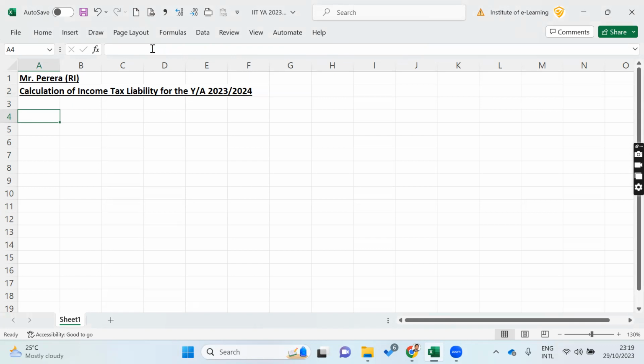This will be useful for your professional exam or university exams as well. So let's say first source, because as a resident individual, you might have different sources. If you have salary, we call it employment income, EI.